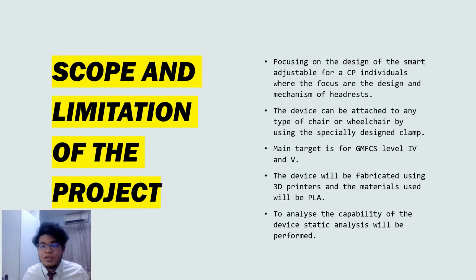Secondly, the device can be attached to any type of chair or wheelchair by using a specially designed clamp. What it means is that the clamp can be put on top of maybe any type of chair. Maybe the choice is limitless. We'll see later. The main target is GMFCS level 4 and 5. Of course, the device will be fabricated using 3D printers, and the material used will be PLA. Then I want to analyze the capability of the device. Static analysis will be performed.